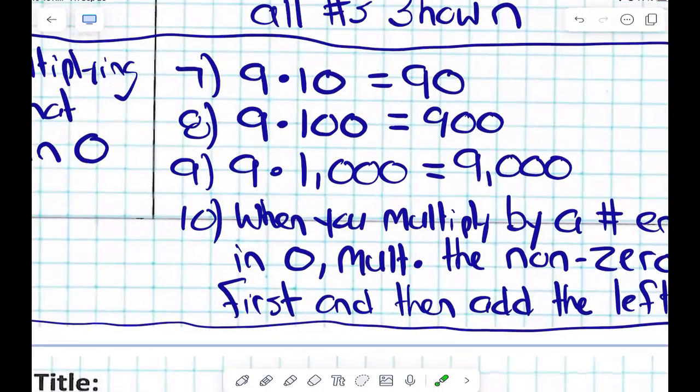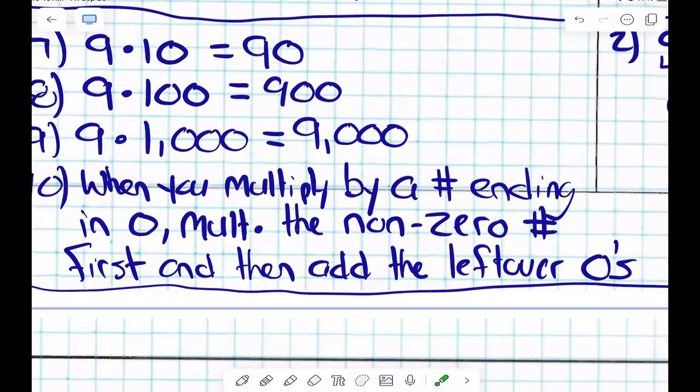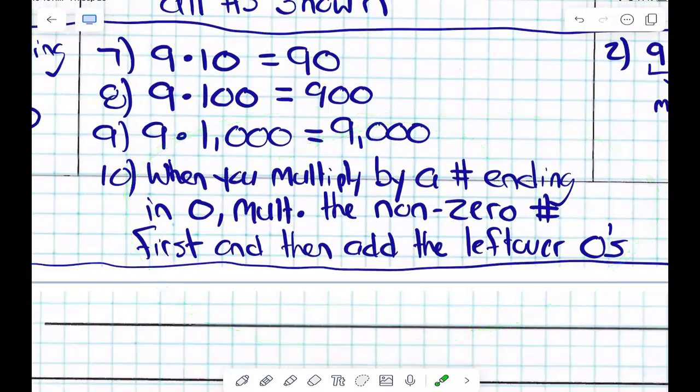Now 9 times 1,000 is something I wouldn't expect you to know in your brain. However, I think we can do it without even writing it on paper. My non-zero numbers are again 9 and 1, right? Yes. So I write down 9. And then how many zeros do I add on? 3. So my final answer is what? 9,000. So here is the direction for solving with numbers that end in a 0.